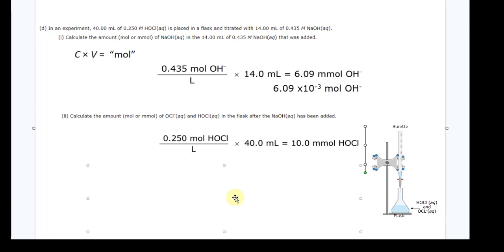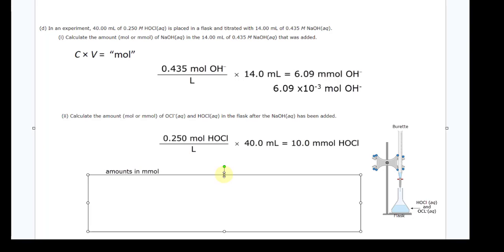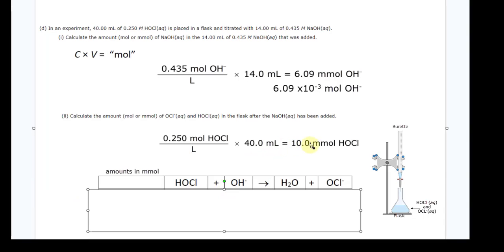So now is time for an ice chart. Oh, I love ice charts. Now we're going to keep the amounts in millimoles because I don't want to type in times 10 to all the time. This is going to make things easier, and this is why I love millimoles. Here's our reaction. We've got our 10 millimoles of HOCl that we had in the flask. We dump in 6.09 millimoles of hydroxide ion. Arrow. Completely react to make water and our hypochlorite that's so happy as bleach.